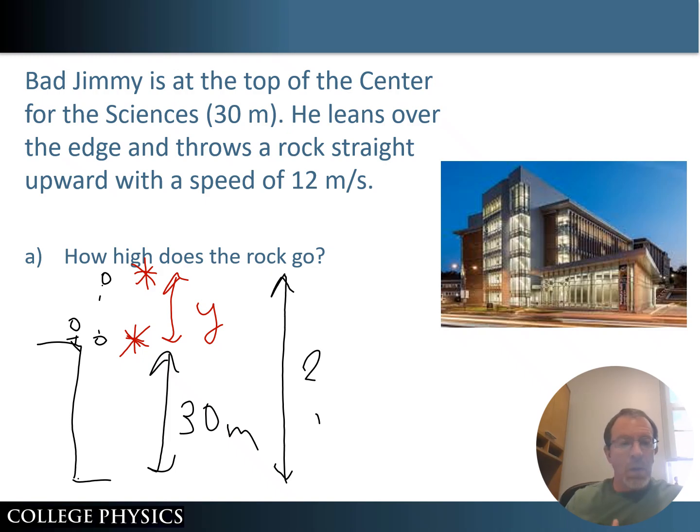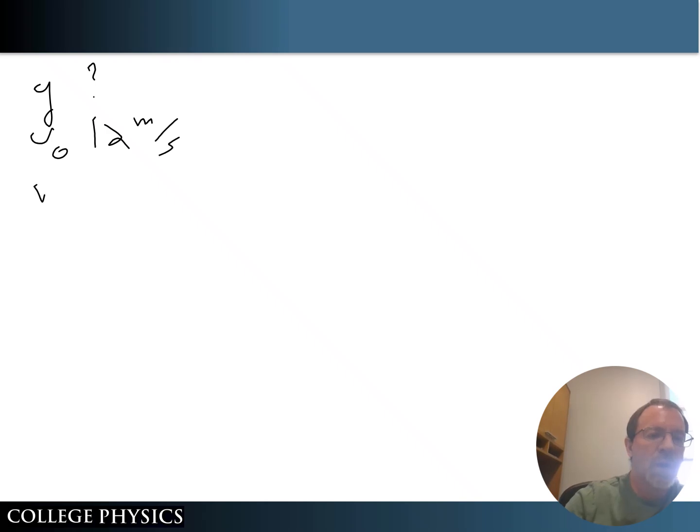All right, so given this sketch, we can now move on to our next step in our problem solving process, which is making a table of our kinematic variables. So let me give us a fresh page to start off with. There we go. And now let's list out those variables. I want to know what y is. I don't know what it is. My initial velocity is 12 meters per second. I've got final velocity, I've got acceleration, I've got time. I definitely do not know the time.